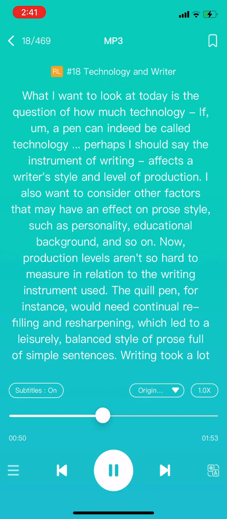By the middle of the 19th century, the fountain pen had been invented. It didn't need such constant refilling, which can account for the more flowing, discursive style of, say, Dickens and Thackeray, as well as their tremendous output. Then came the typewriter, whose purpose, once you got the hang of it, was to speed up the writing process, and was therefore much favoured by journalists.